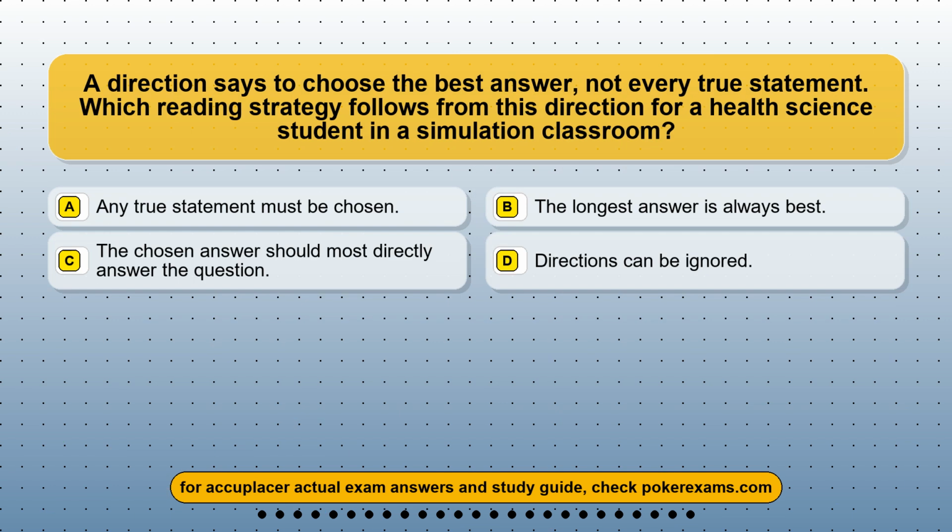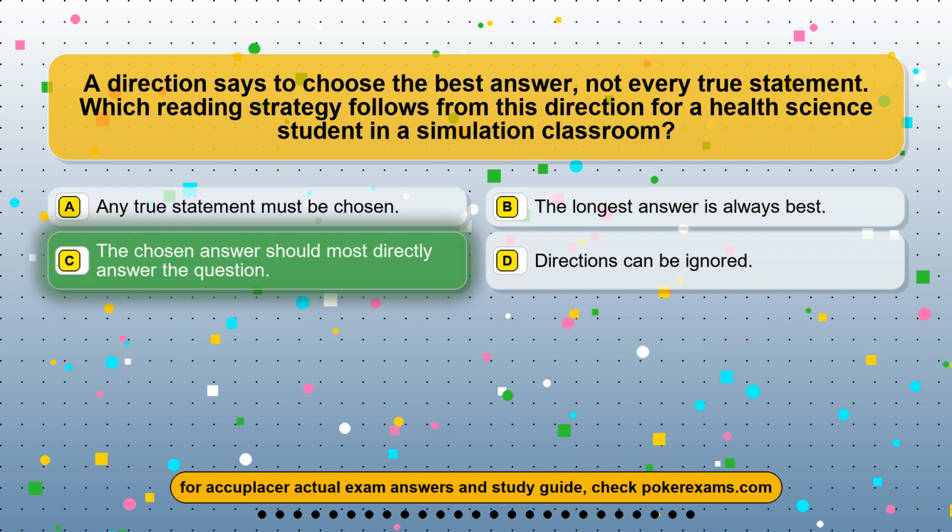Question 15. A direction says to choose the best answer, not every true statement. Which reading strategy follows from this direction for a health science student in a simulation classroom? Option A. Any true statement must be chosen. Option B. The longest answer is always best. Option C. The chosen answer should most directly answer the question. Option D. Directions can be ignored.